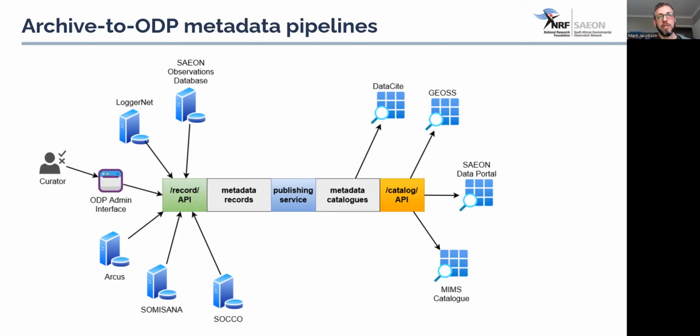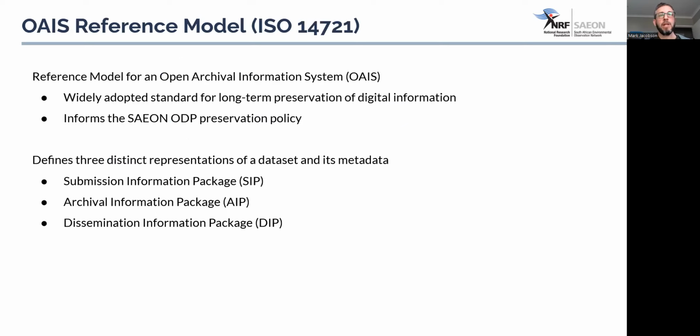This further suggests that we might be violating that separation of concerns principle that I touched on earlier. At this point, it's worth taking a look at some recommended best practices. The Open Archival Information System is a reference model that has been adopted by the uLwazi curation team as a best practice standard to work towards in terms of SAEON data preservation policy. And the OAIS provides some insight into how we might approach this problem.